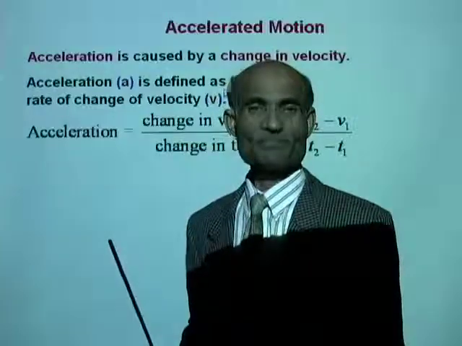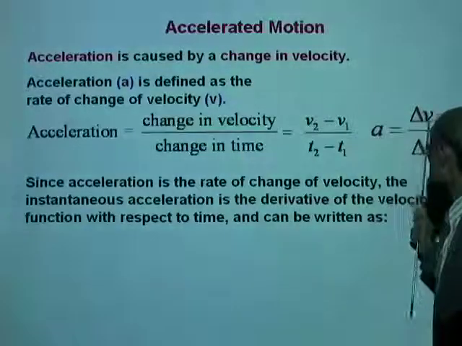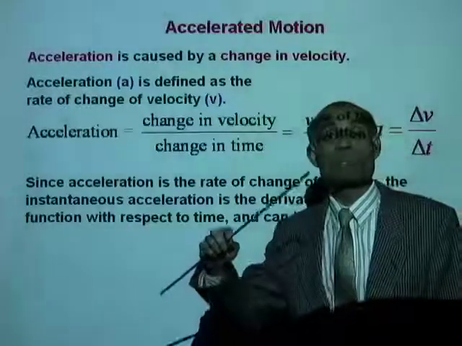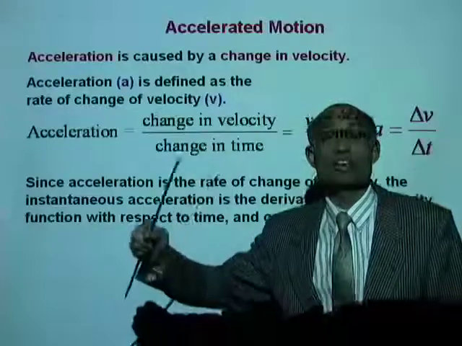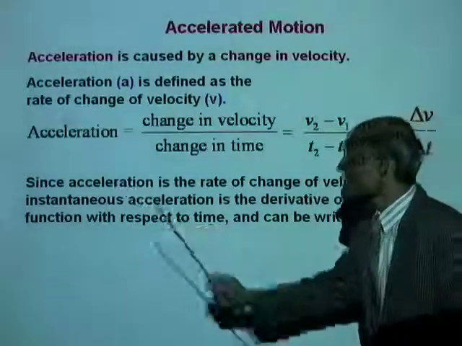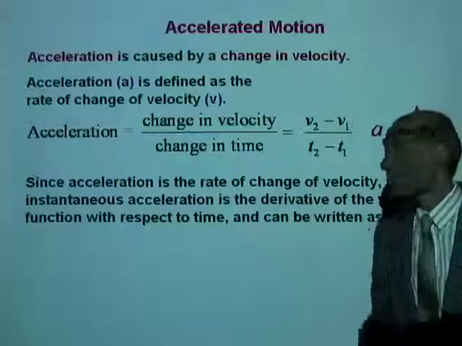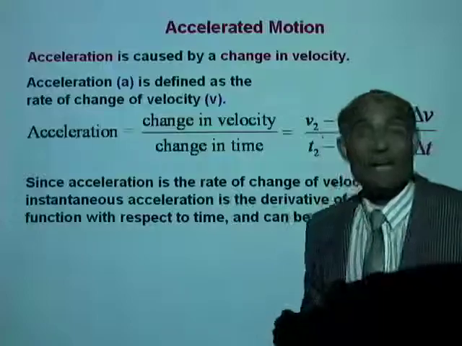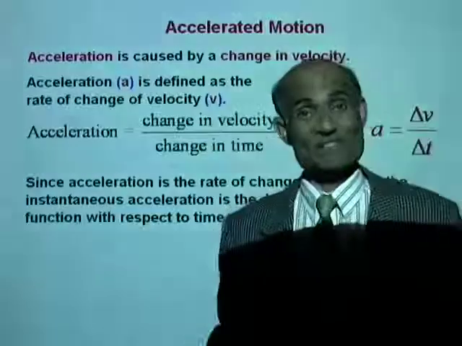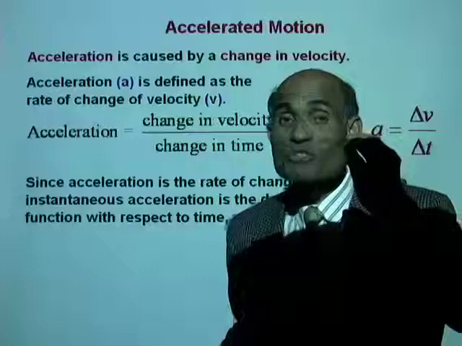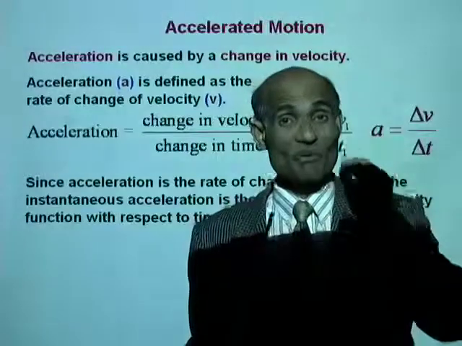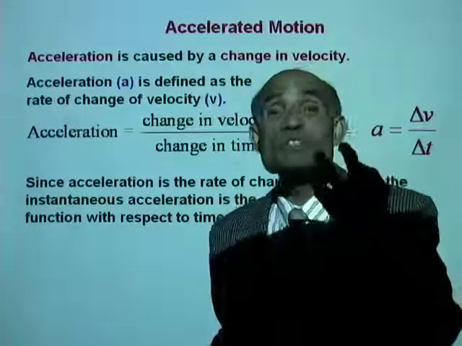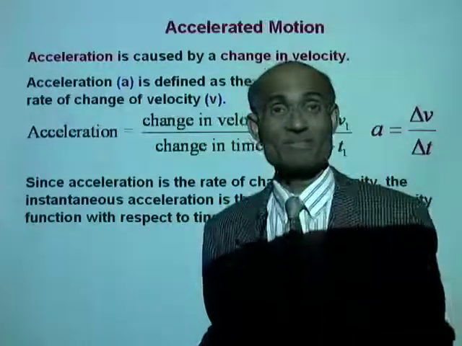Okay. Well, acceleration a equal to delta v divided by delta t. Acceleration is the measure of the rate of change of velocity. Now, since acceleration is the rate of change of velocity, can you tell me, how do you find the instantaneous acceleration? Since acceleration is defined as the rate of change of velocity, the instantaneous acceleration is the derivative of the velocity function. Is that right?